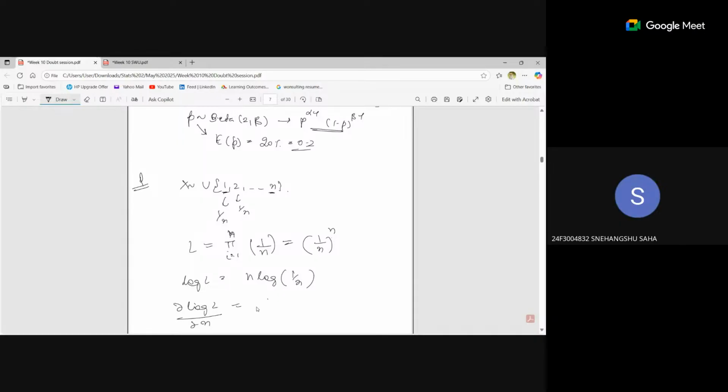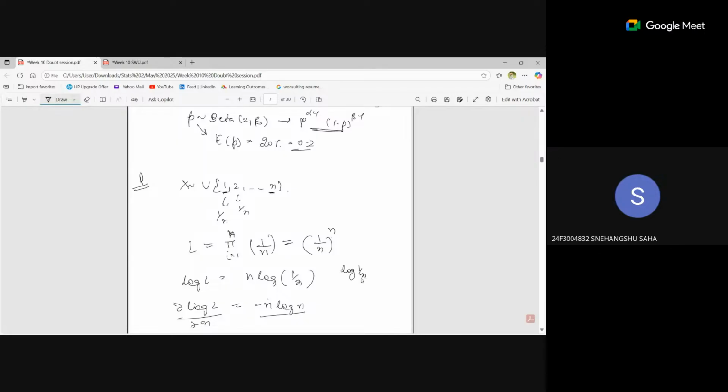Now this can be written as minus n log n, because log of a by b is log a minus log b. So it is a multiplication rule, which is equal to minus log n.